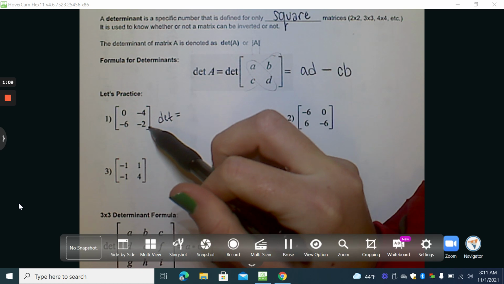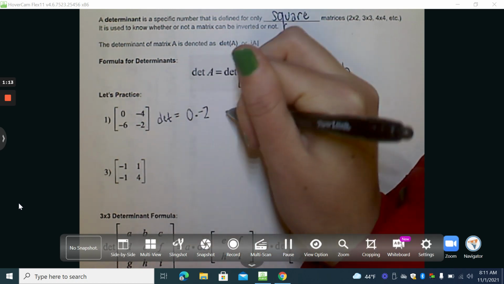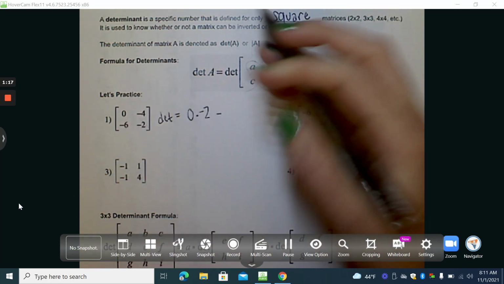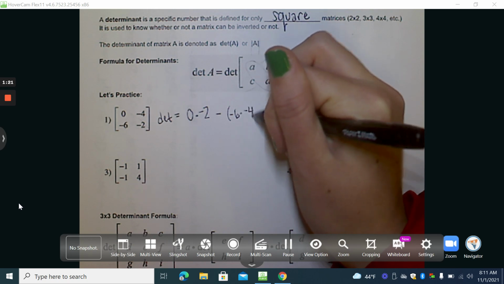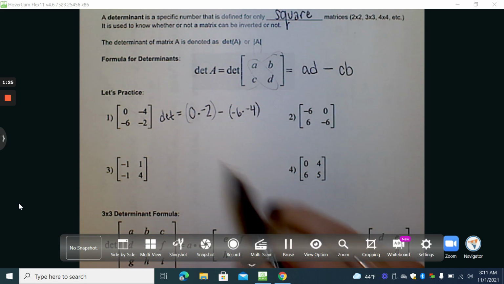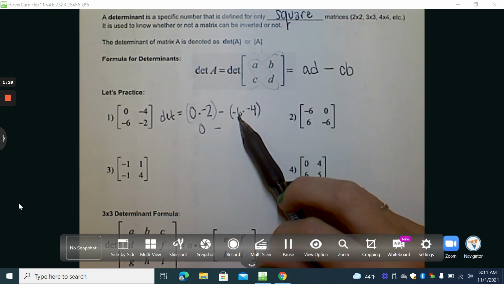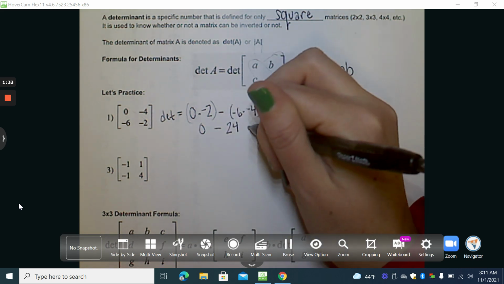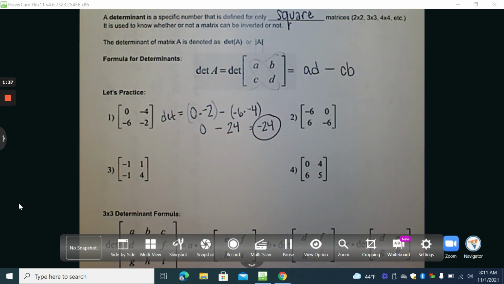It would equal 0 times negative 2, and I'll subtract that minus negative 6 times negative 4. I'll put those both in some parentheses so we know that we're multiplying. So 0 times negative 2 is 0, and negative 6 times negative 4 is a positive 24. So my determinant is negative 24.